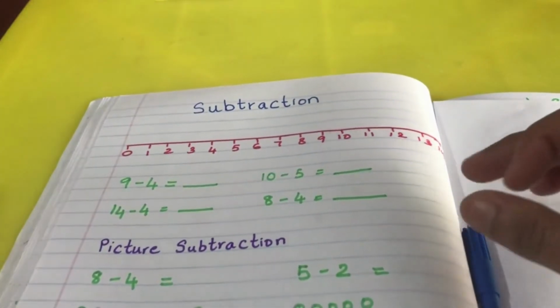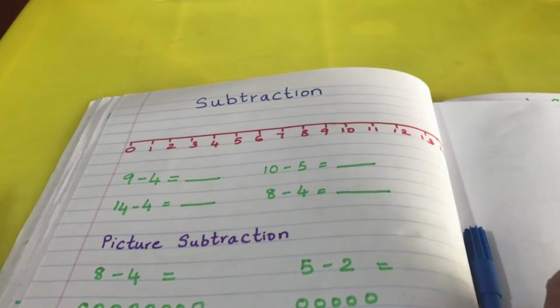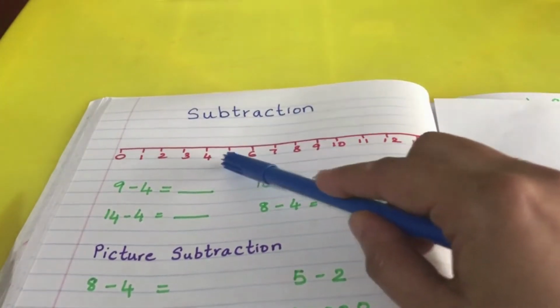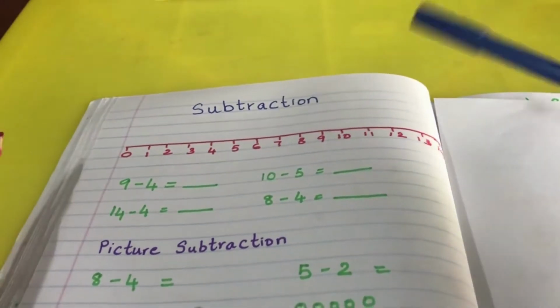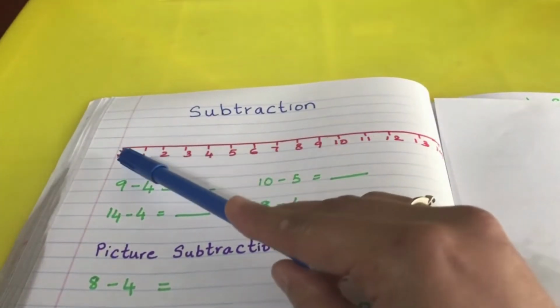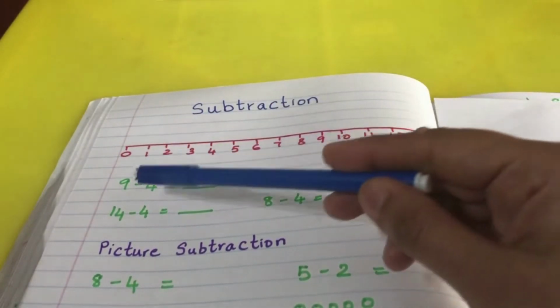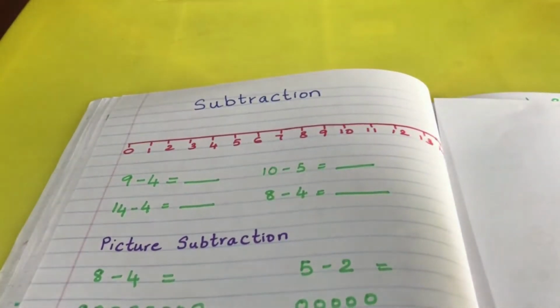So there are several methods you can follow to teach subtraction. The first thing you have to do is show subtraction through number lines. So what I did here is I drew a number line from 0 to 14 and I put some equations down. Let's look at that.